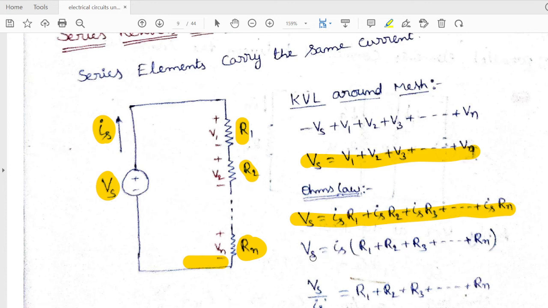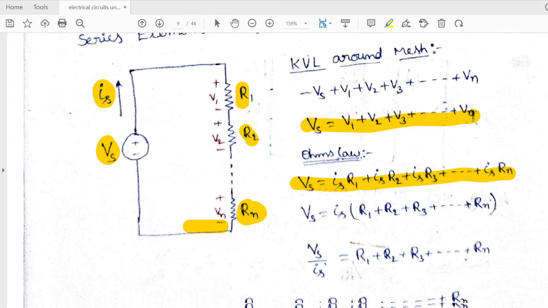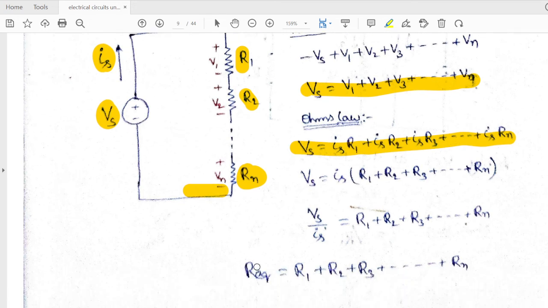So if I bring this Is to the left side, what will I get? Vs by Is is equal to R1 plus R2 plus R3 plus so on Rn. So what is this Vs by Is? Nothing but the equivalent resistance. Again, V by I is R according to Ohm's law. So R equivalent is equal to R1 plus R2 plus R3 plus so on Rn.